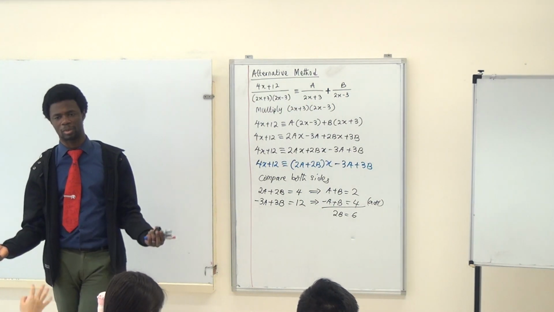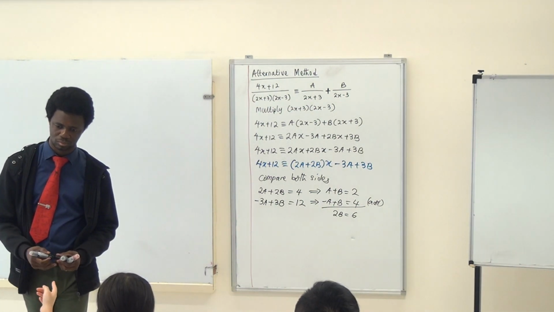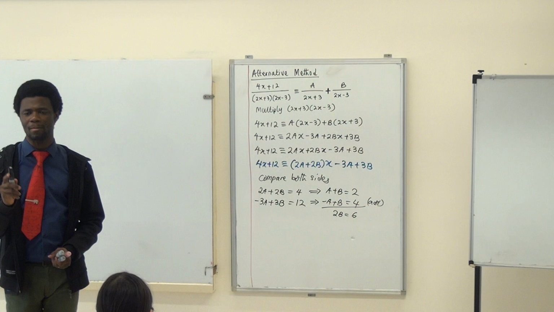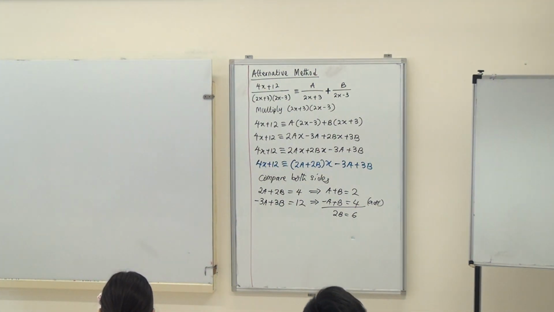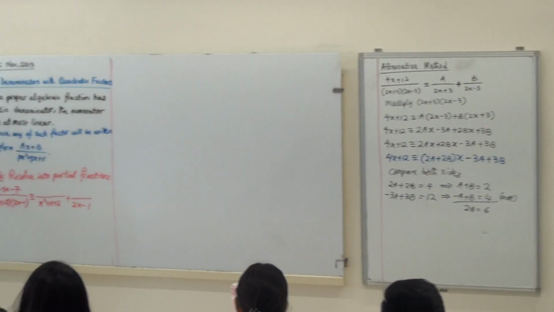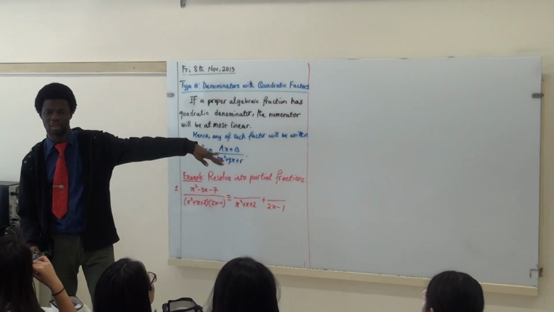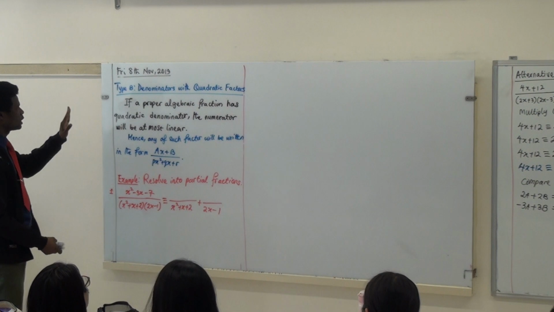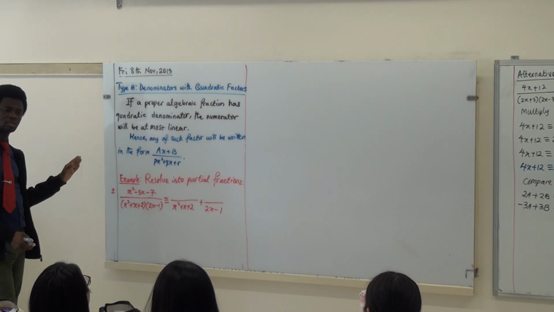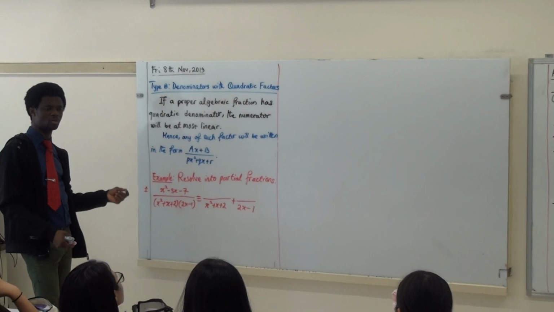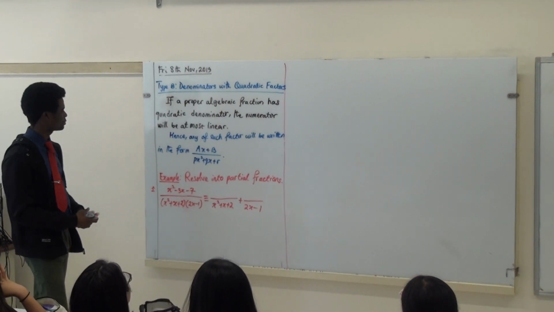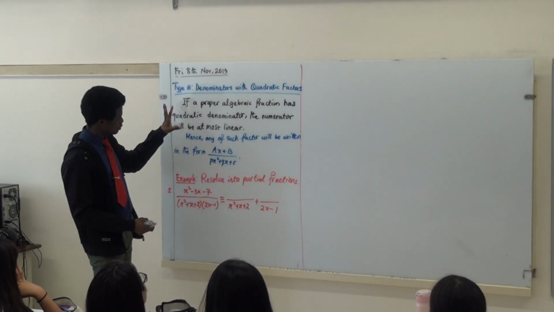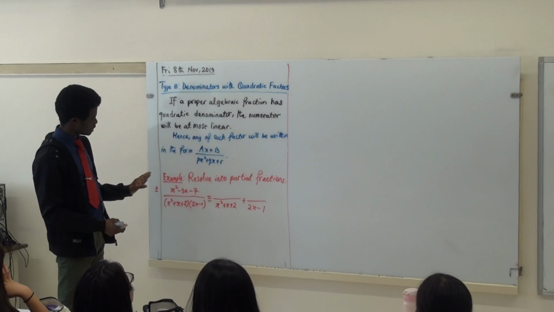Expand and compare both sides. Yes, that method. Now that method is useful here. Why is it very useful? Please, I would like you to complete that in your notebook, but I just wanted to show you. In quadratic, this type, when you have denominator as quadratic factors, I want to quickly go through this because it's not like A and B.